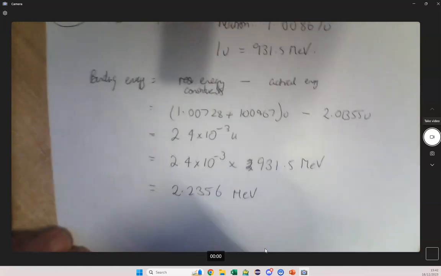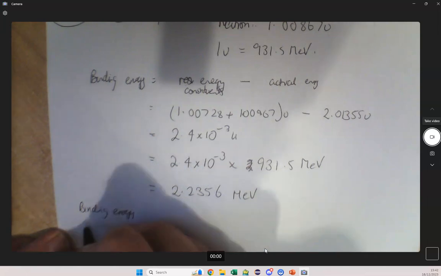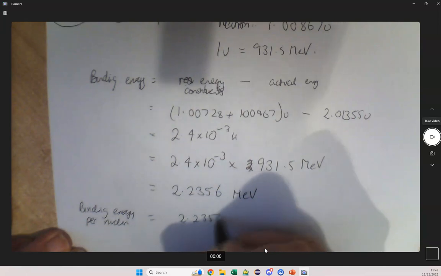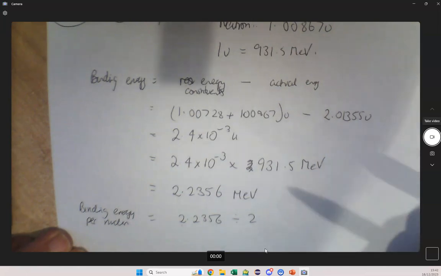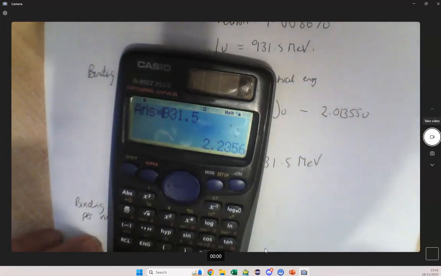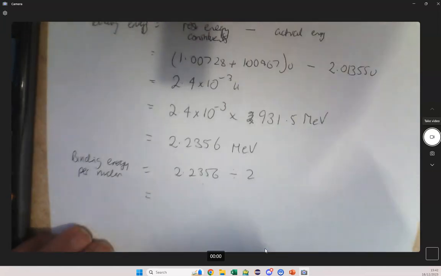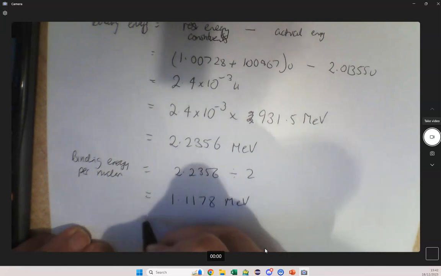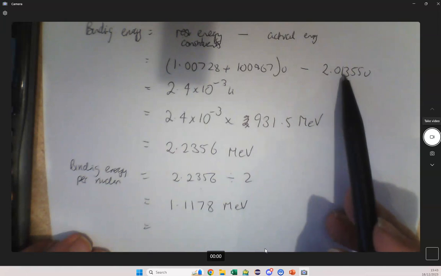Now, at the very start, it wanted the binding energy per nucleon. So that's my binding energy. My binding energy per nucleon, therefore, is going to be 2.2356 divided by 2, because there are 2 nucleons, 1 proton and 1 neutron. So I divide that by 2, which gives me 1.1178 mega electron volts.